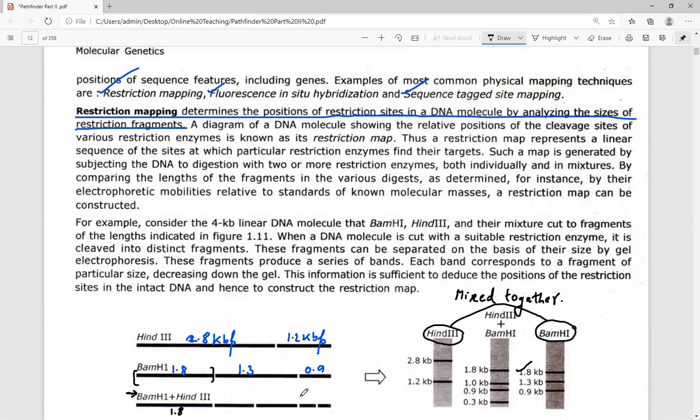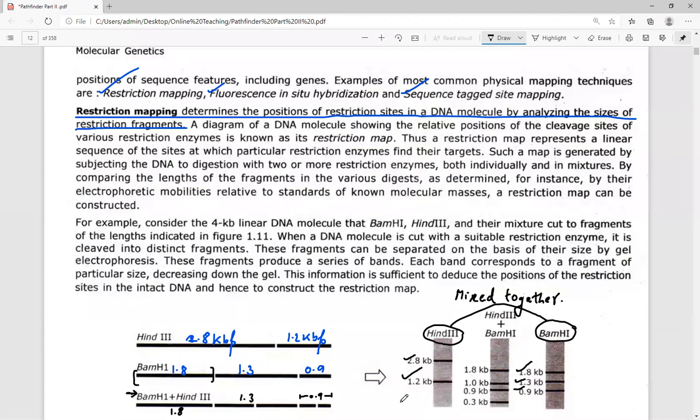So this should form 0.9, and this would be forming 1.3. But this 1.3 will also be cleaved because of the 1.2 kilo base pair region. 1.2 की वजह से ये भी cleave हो जाएगा. And how many cuts are produced? 1, 2, 3, 4, 5. 5 cleavage segments will be produced.